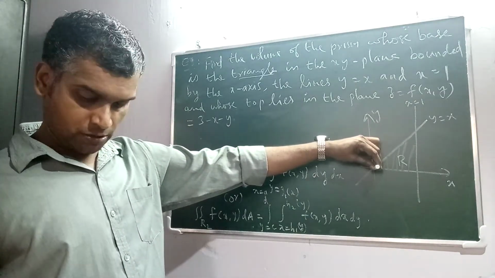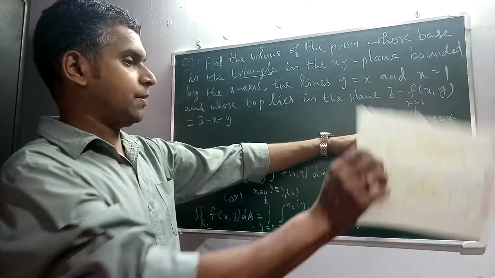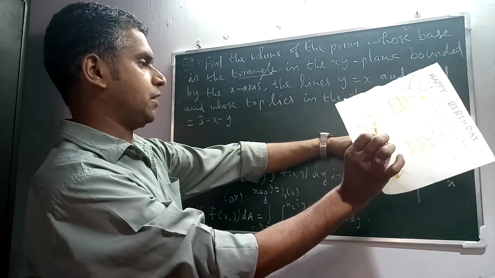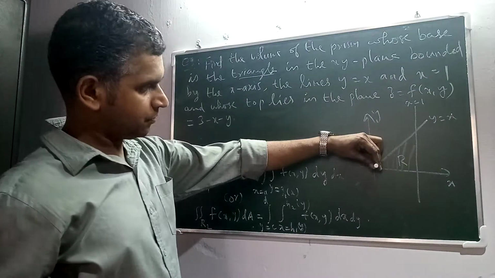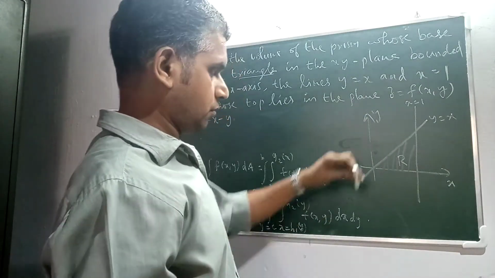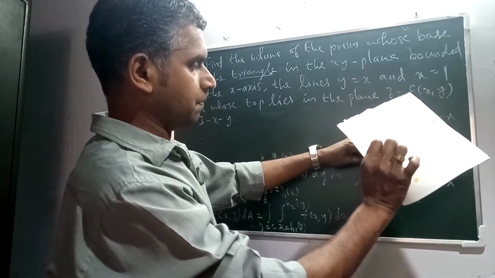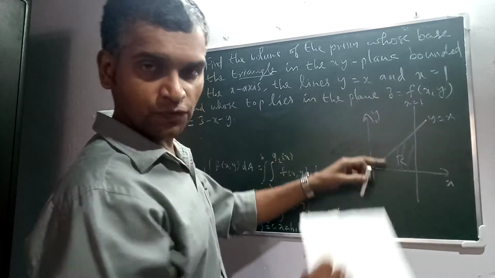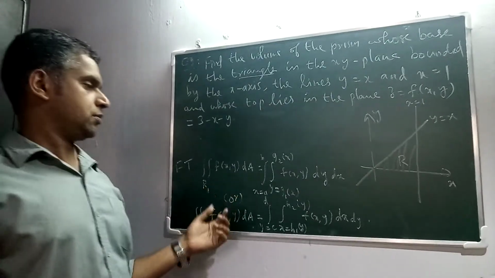So you have a plane like this. And look at the volume that is bounded by this plane that lies vertically above the domain R. So you have to find that volume. That is the problem. So you can use Fubini's theorem.